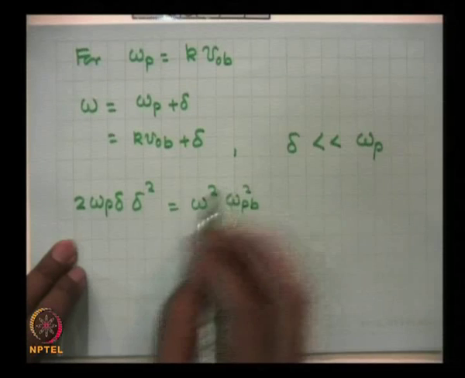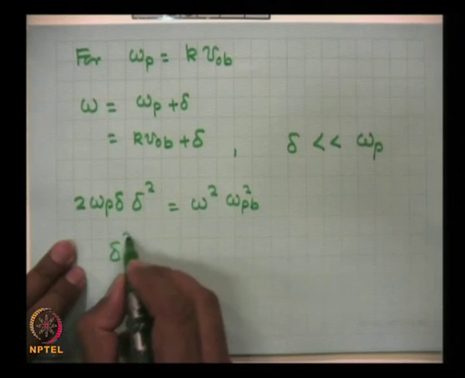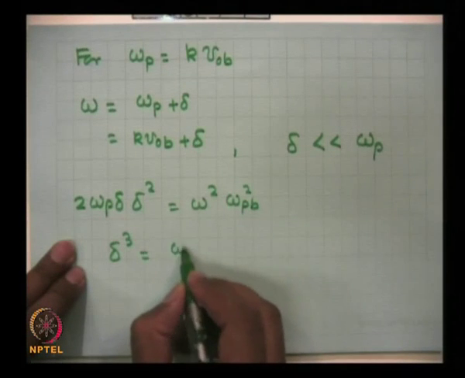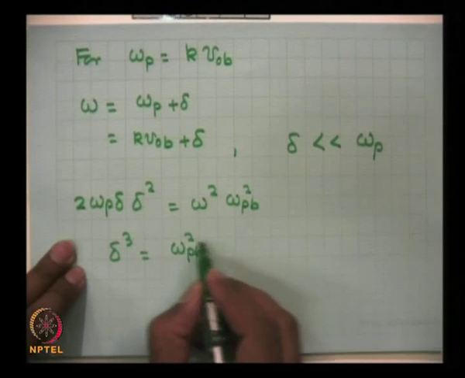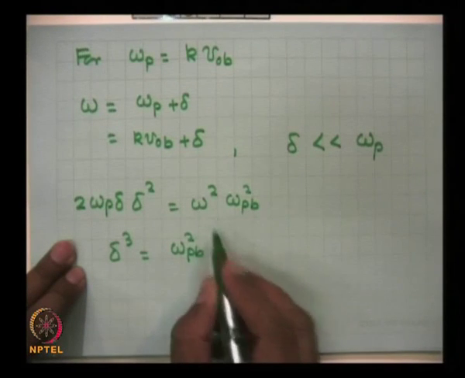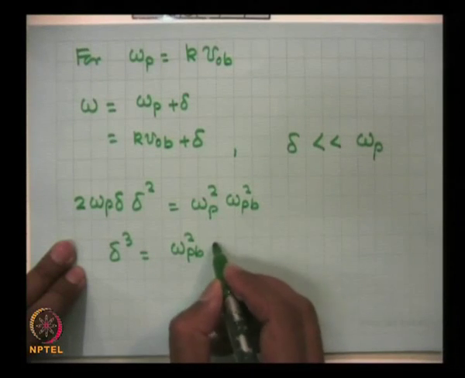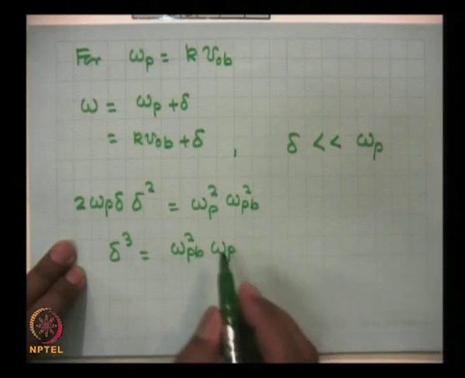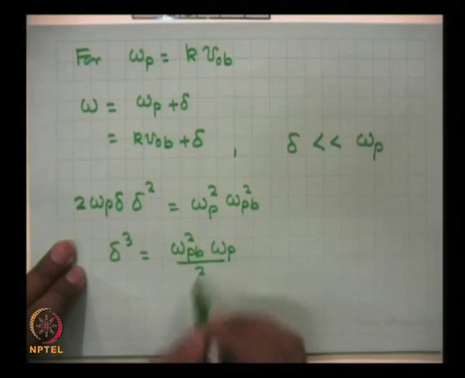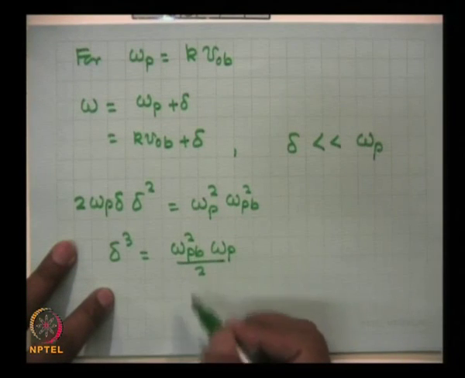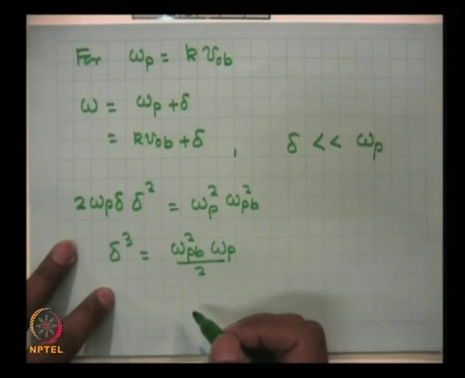So, here you get delta cube is equal to omega pb square, and this omega I will put nearly equal to omega p, so omega p upon 2. Now, this is a cubic equation in delta. I should have 3 roots.